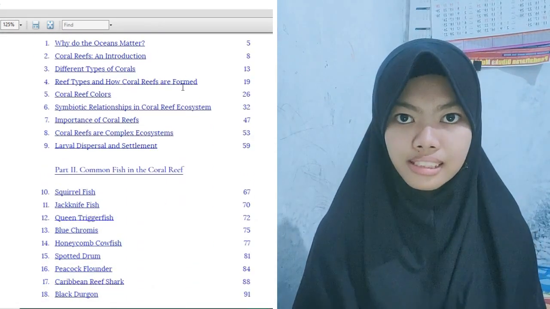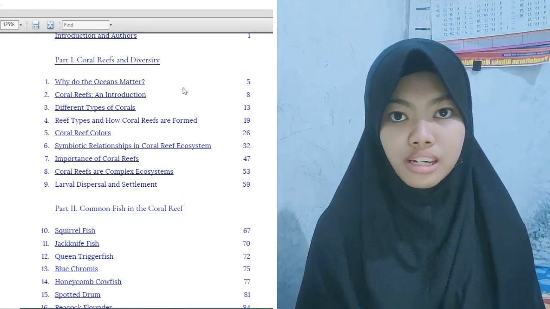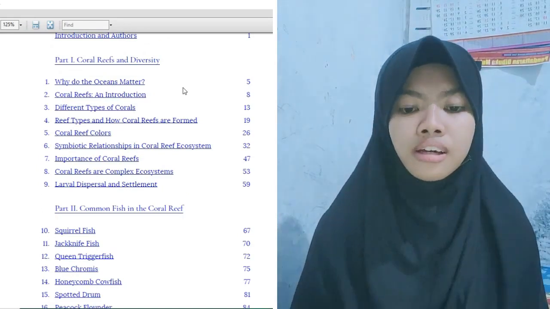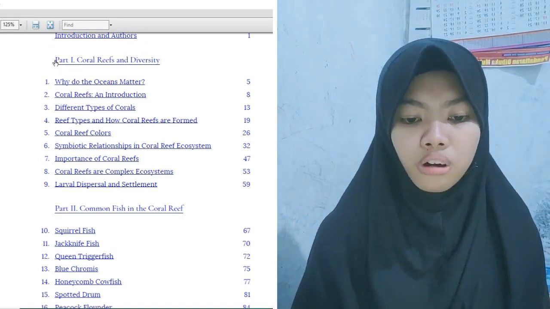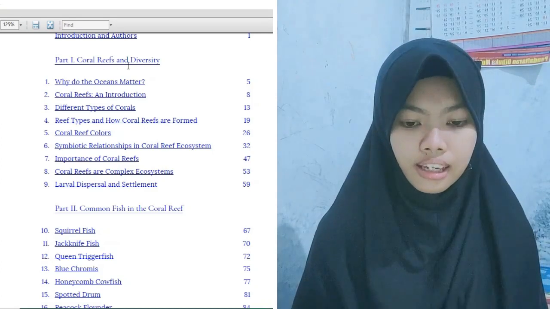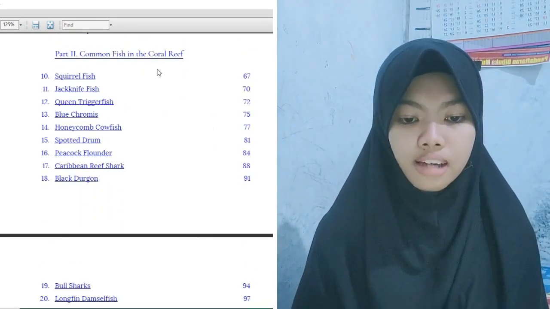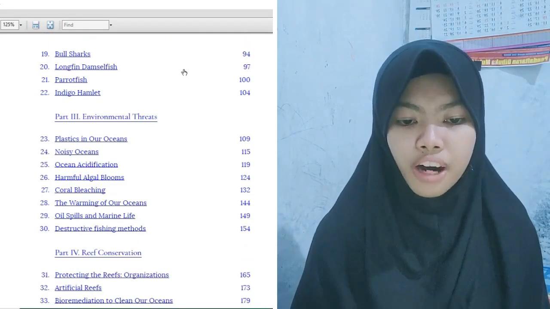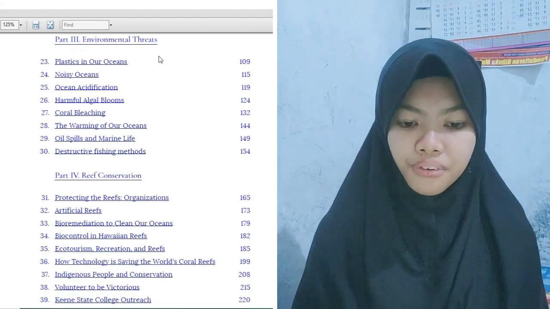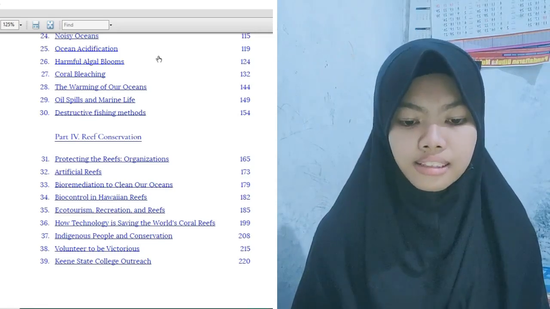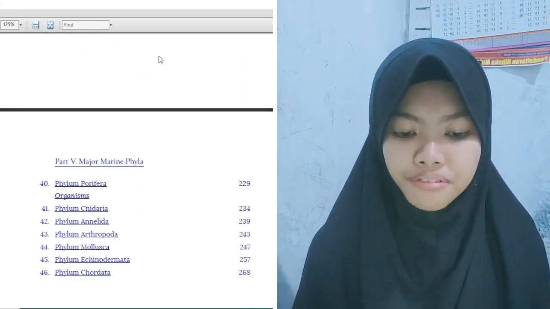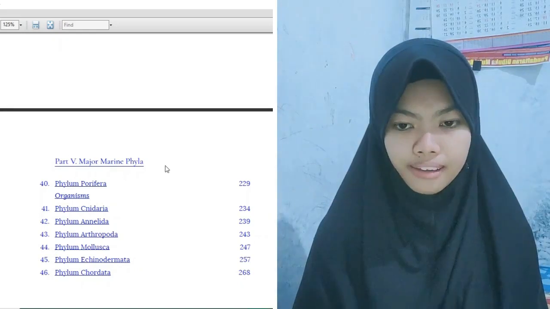This book consists of 5 chapters, which are called parts. Part 1 is coral reefs and diversity. Part 2 is common fish in the coral reef. Part 3, environmental threats. Part 4, reef conservation. And Part 5, major marine phyla.